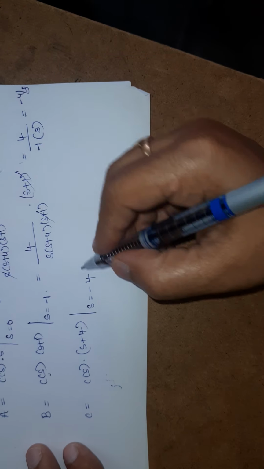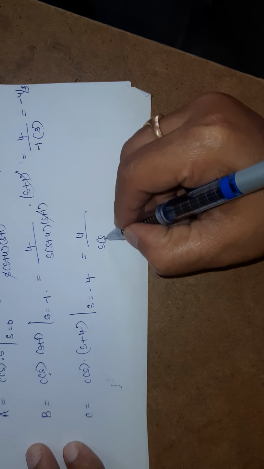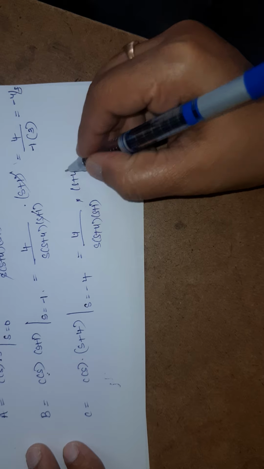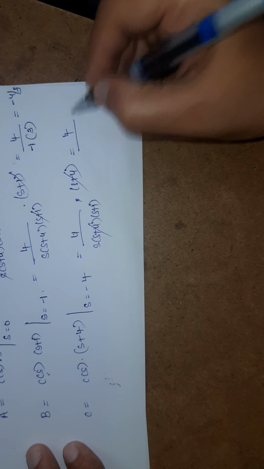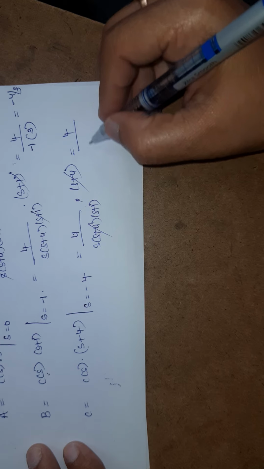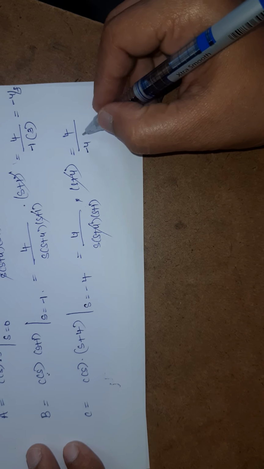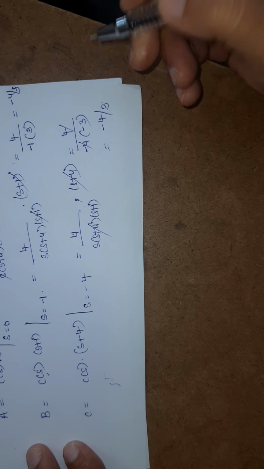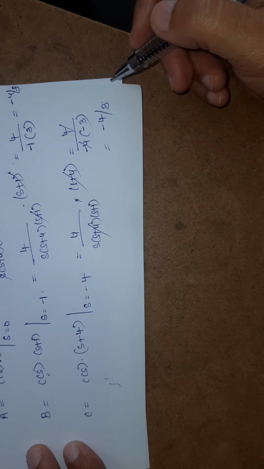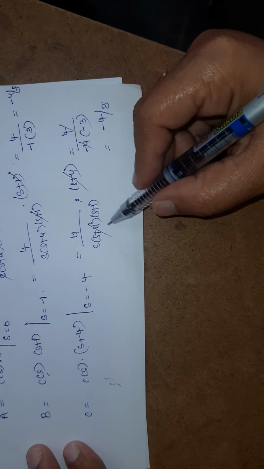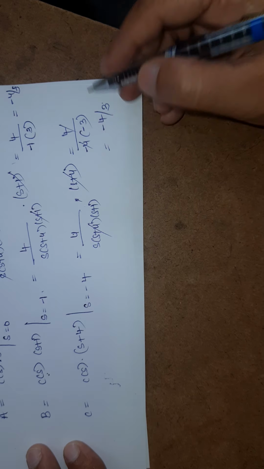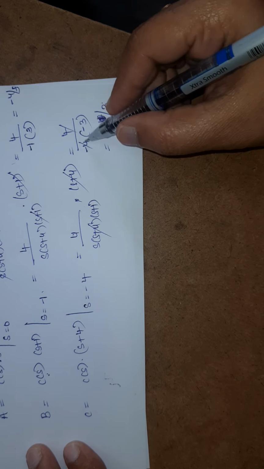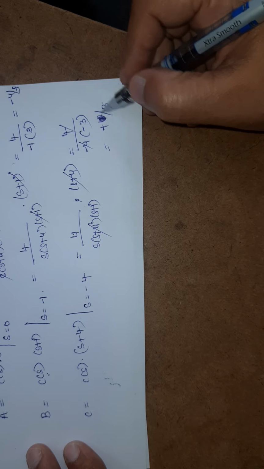Next, to get the value of C, 4 by s into (s plus 4) into (s plus 1), multiplied by s plus 4, and you have to substitute s equal to minus 4. Plus 1 is minus 3. So the answer is minus 1 by minus 3, minus will become plus, so the answer is 1 by 3.